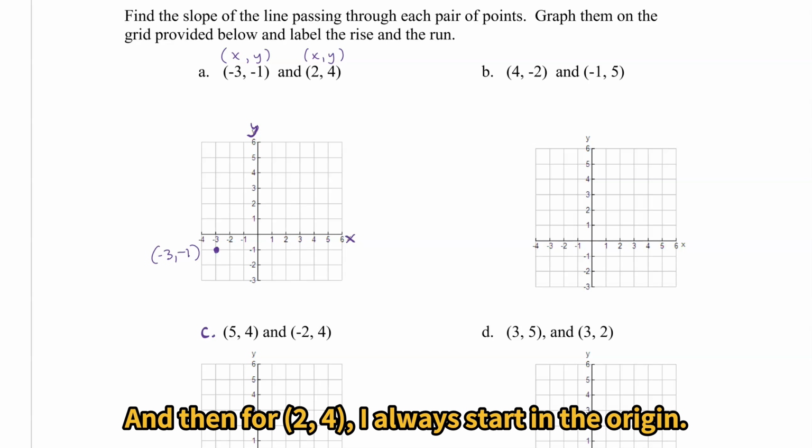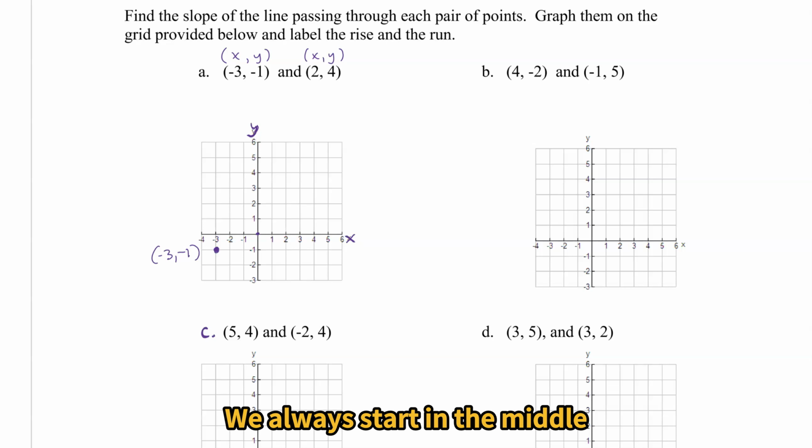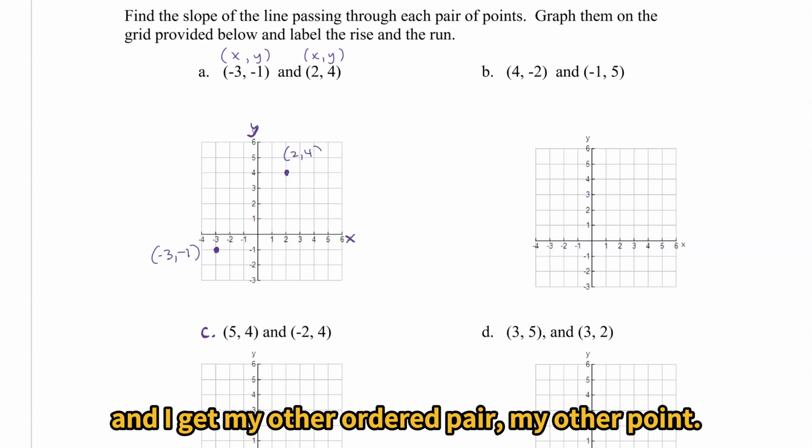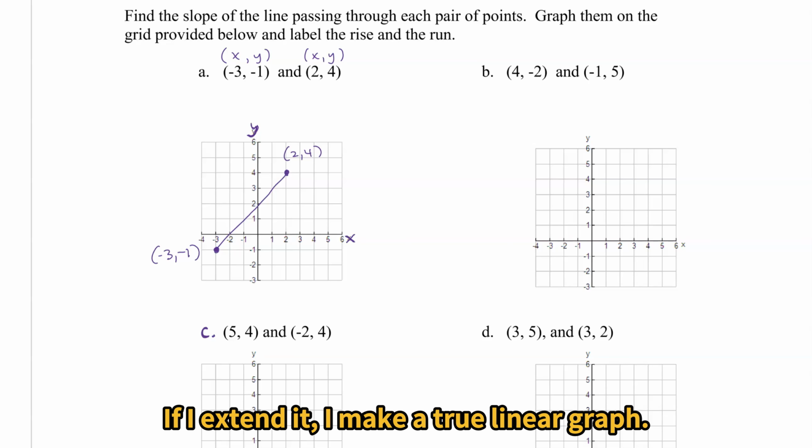And then for (2, 4), I always start at the origin. We always start in the middle, where the two axes cross. And then I go to 2 and up to 4, and I get my other ordered pair, my other point. I can draw a line connecting them. If I extend it, I make a true linear graph.